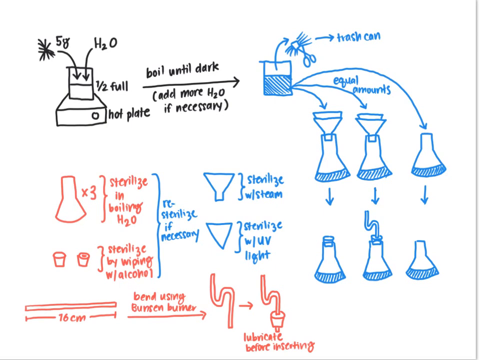The final step, step 14, is examine the containers every day for 5 days. Look for evidence of life, such as cloudiness or the appearance of mold in the containers. So because this applies to all 3 flasks, I'm going to make these arrows converge, and I'm going to write examine every day for 5 days. Look for life.